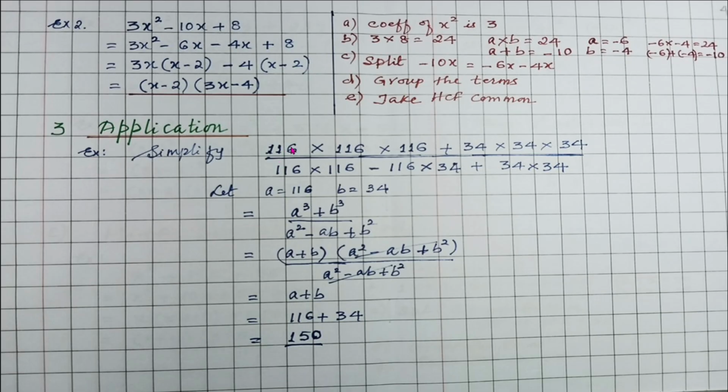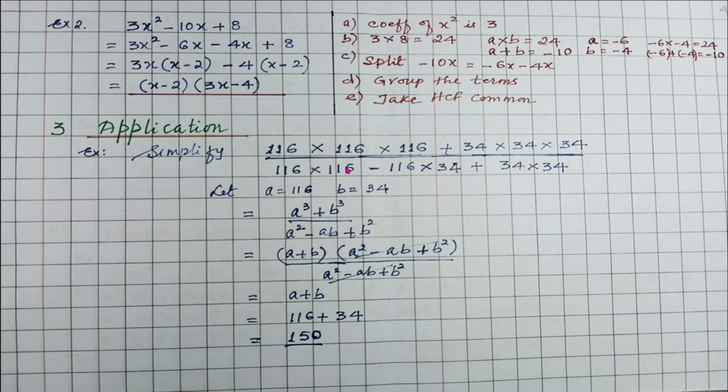Now let us take 116 as a and 34 as b. Now replace 116 here, it becomes a cube, and this becomes b cube, and here it becomes a square minus ab plus b square. We know the identity a cube plus b cube is a plus b in the bracket, a square minus ab plus b square. You see, a square minus ab plus b square and a square minus ab plus b square will cancel, and what we get is a plus b. And what is a? 116, and what is b? 34. Put the values, add it, we get 150.